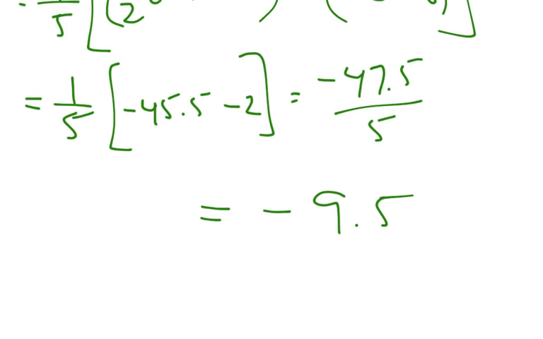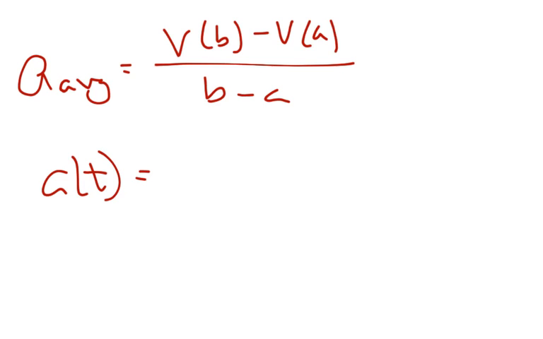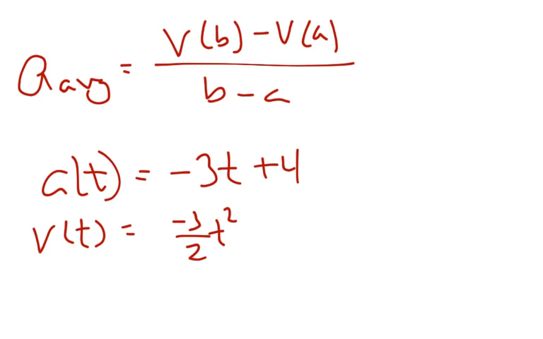So there's your average acceleration. Now, another way we could have obtained that, remember, is using the average rate of change of the antiderivative. So the average acceleration is going to be v of b minus v of a over b minus a. And since we had a of t as negative 3t plus 4, v of t would be negative 3 halves t squared plus 4t plus a constant.